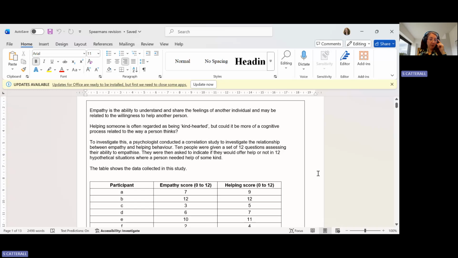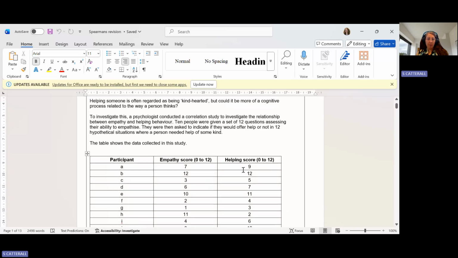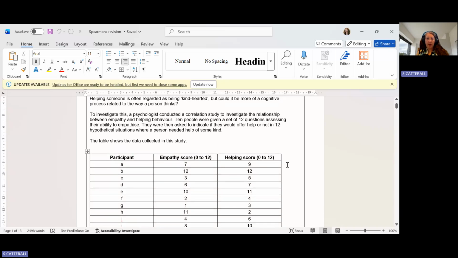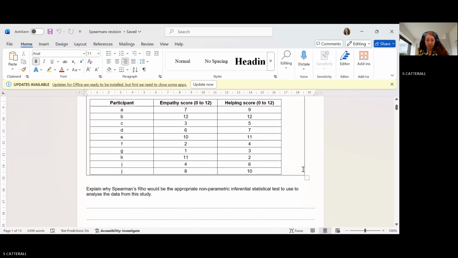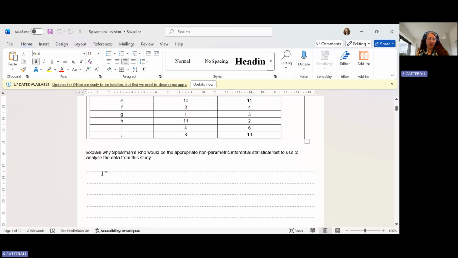So I'm going to start off with this scenario here about empathy and helping scores. They're interested if there's a correlation between the two. They've got 10 people given 12 questions assessing the ability to empathise, and same with helping, and they've got a score out of 12. So the first question is, explain why Spearman's rho would be an appropriate non-parametric test.